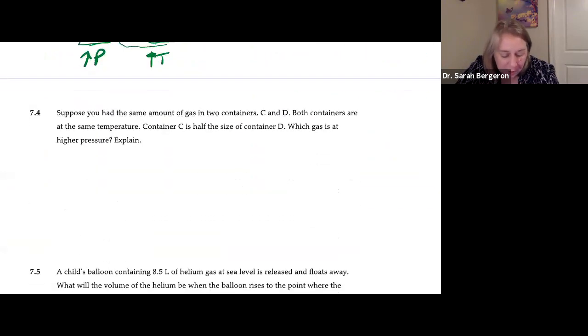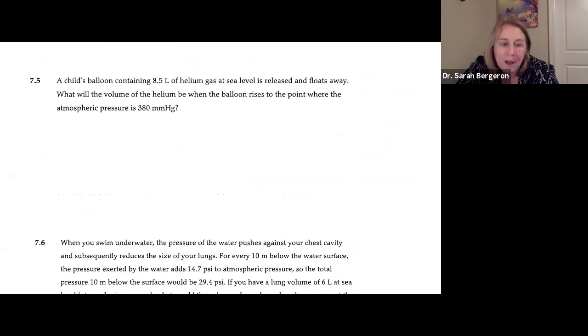Okay, so we're going to go down to 7.5. A child's balloon containing 8.5 liters of helium gas at sea level is released and floats away. What will the volume of helium be when the balloon rises to the point where the atmospheric pressure is 380 millimeters of mercury? I see something there that's an initial condition and a final condition, okay?